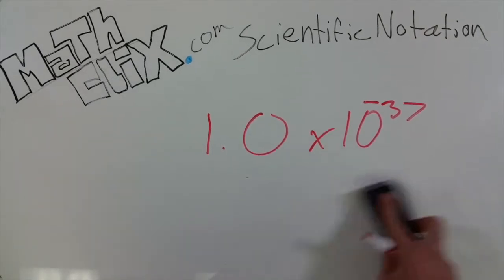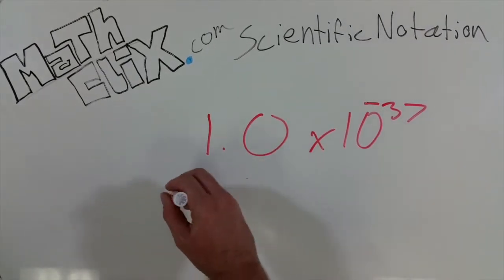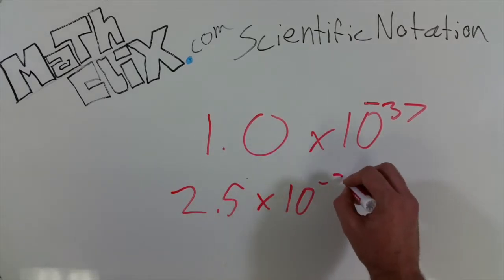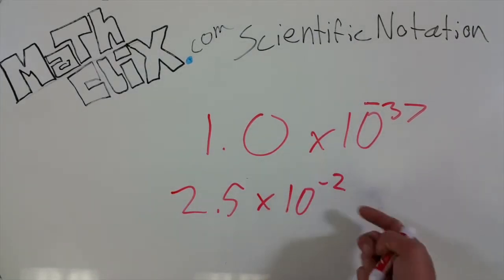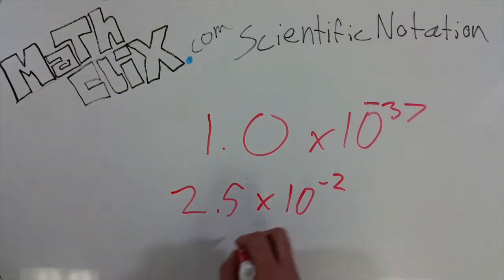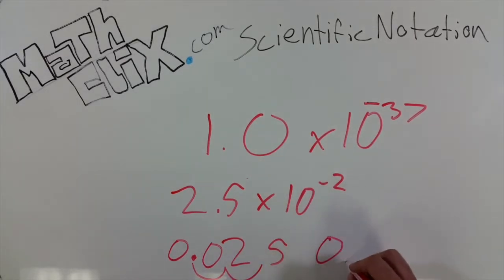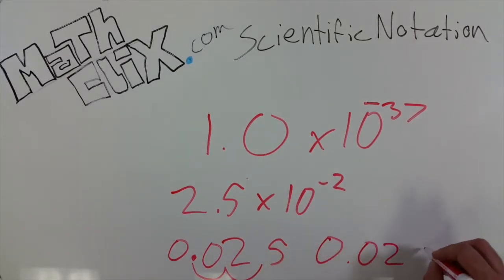How we would change that are 2.5 times 10 to the negative 2 power. Well, we'd be dividing it by 100. So we would take our 2.5 and we move the decimal twice in this direction. Our new number would be 0.025. That's why we would use scientific notation.